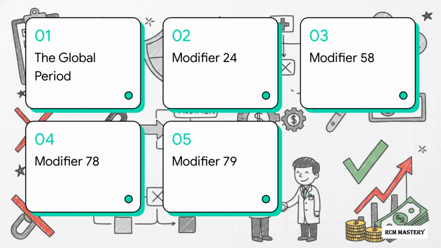So, here is our game plan for this explainer. First, we will define the core issue, which is the global period itself. Then, we're going to equip you with 4 very specific tools to fix these denials, modifiers 24, 58, 78, and 79. Let's get right into it.